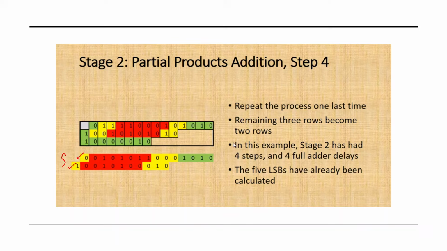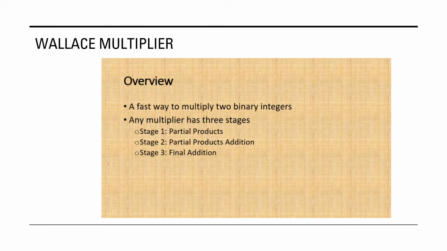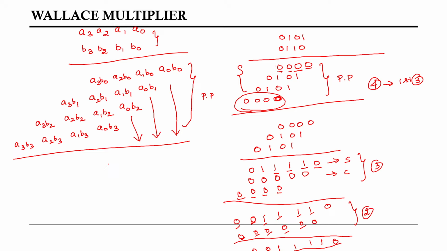And then at last, we will use a normal ripple carry adder, and we will do the addition, and then we will get the final output for the 8-bit. So this is how we can perform the 4-bit or 8-bit operation in a Wallace multiplier. If you use a normal sequential multiplier, it might require more time delay. Or if you use a normal array multiplier, it might take more time compared to the Wallace multiplier.